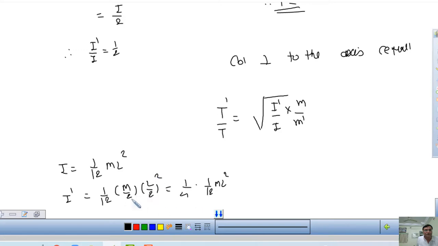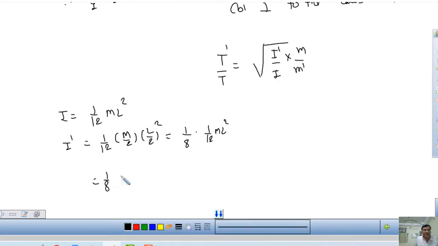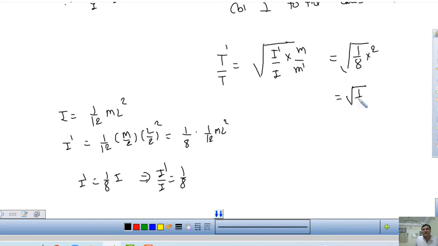So 2 into 4 is 8. I'm sorry, this is 8. So this becomes 1 by 8. So I prime is equal to 1 by 8 I, and therefore I prime upon I is equal to 1 upon 8. And this is M prime upon M, which becomes 2. So you will get 1 upon 4 under the root, which is equal to 1 by 2. So T prime is equal to half of T.